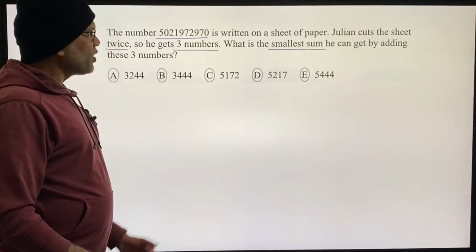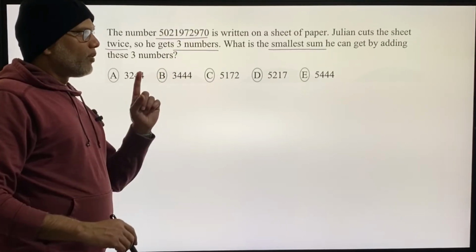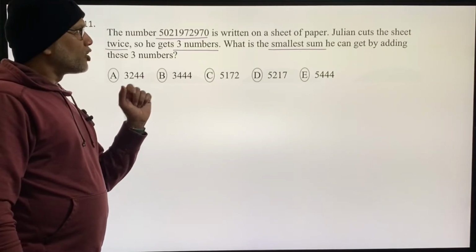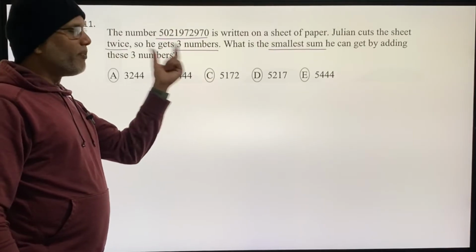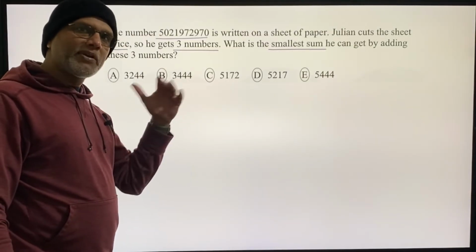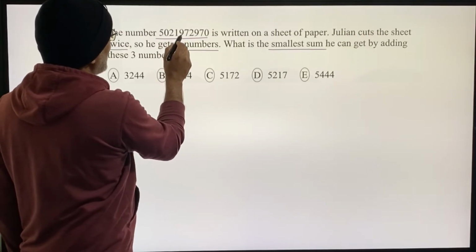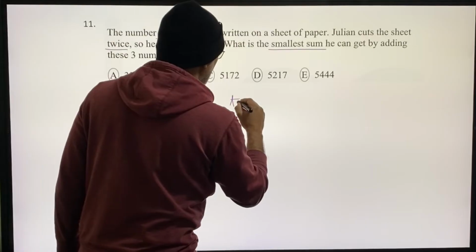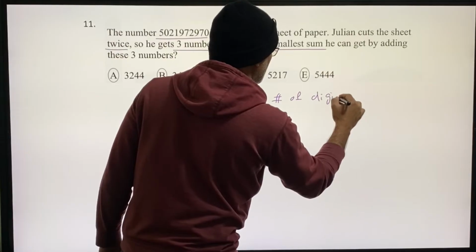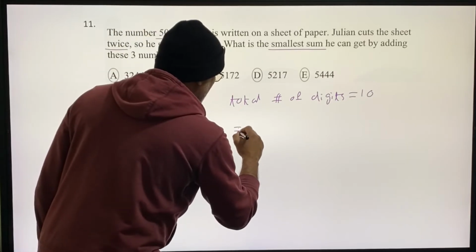All right, so when I'm splitting this number, the first condition that we need to keep in mind is that the maximum number of digits in any of these 3 numbers should be as low as possible, right? So let me write it down, then explain. So first of all, the total number of digits is 1, 2, 3, 4, 5, 6, 7, 8, 9, 10. So the total number of digits is 10.